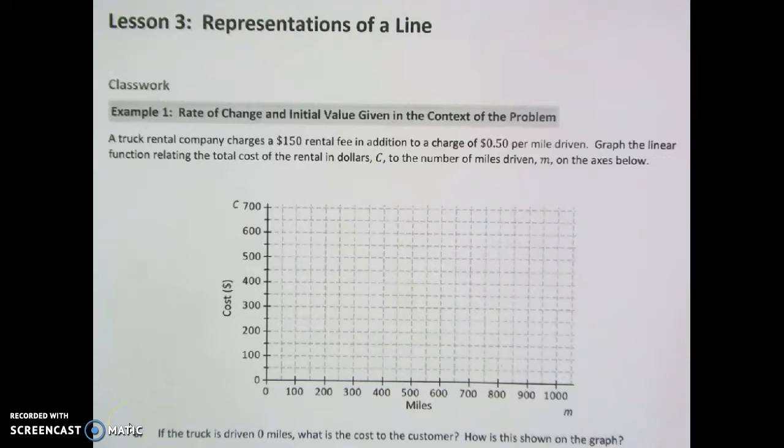Module 6, Lesson 3, Representations of a Line. In this example, we're looking at rate of change and initial value within the context of a certain problem.